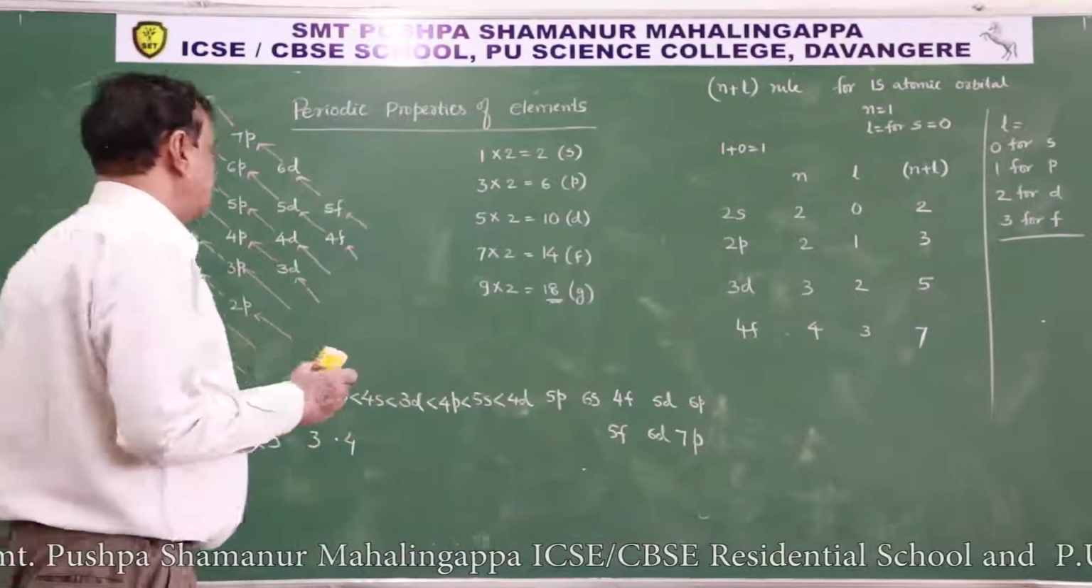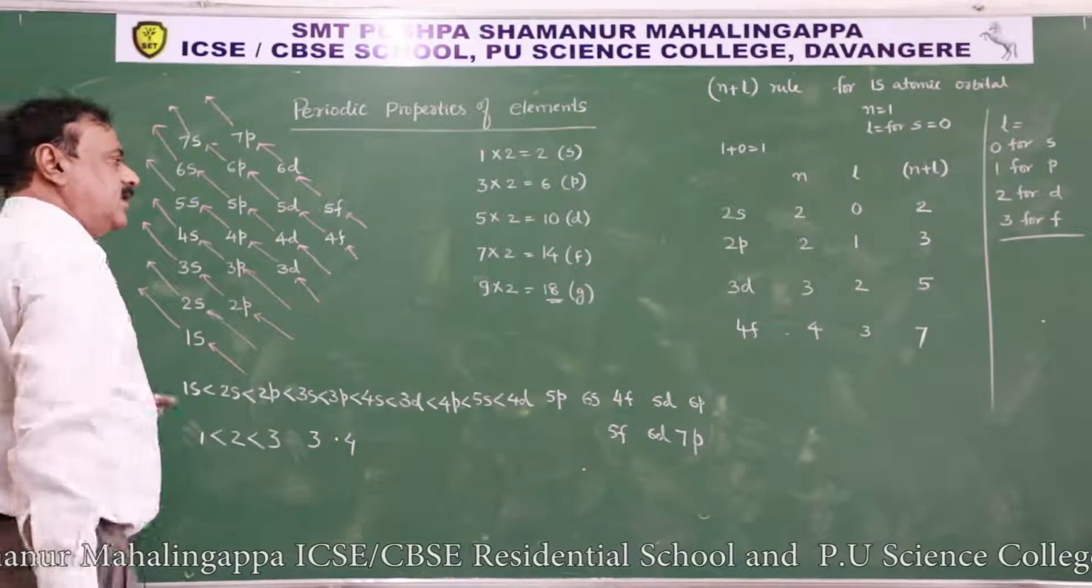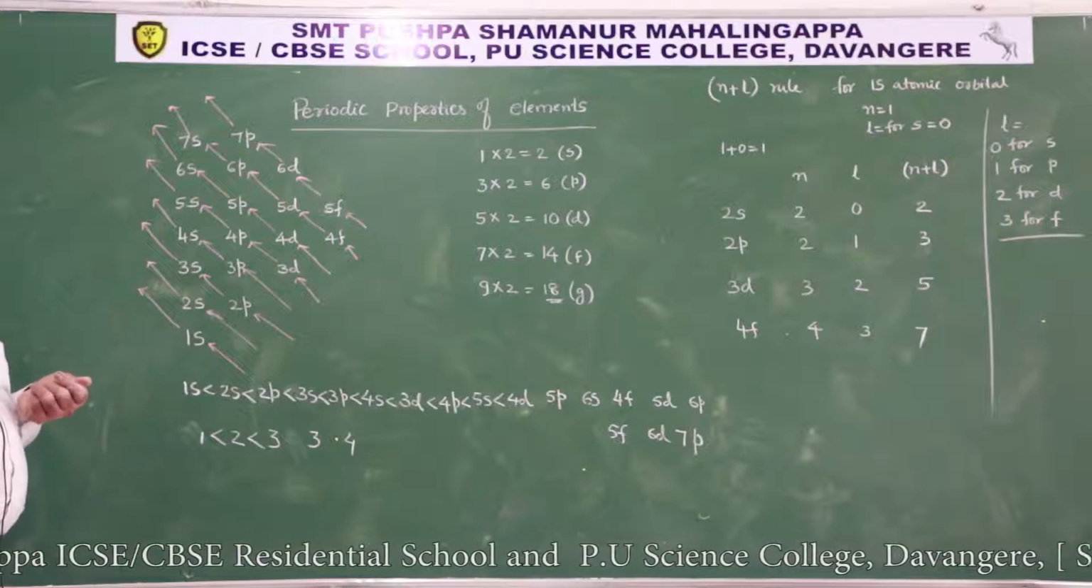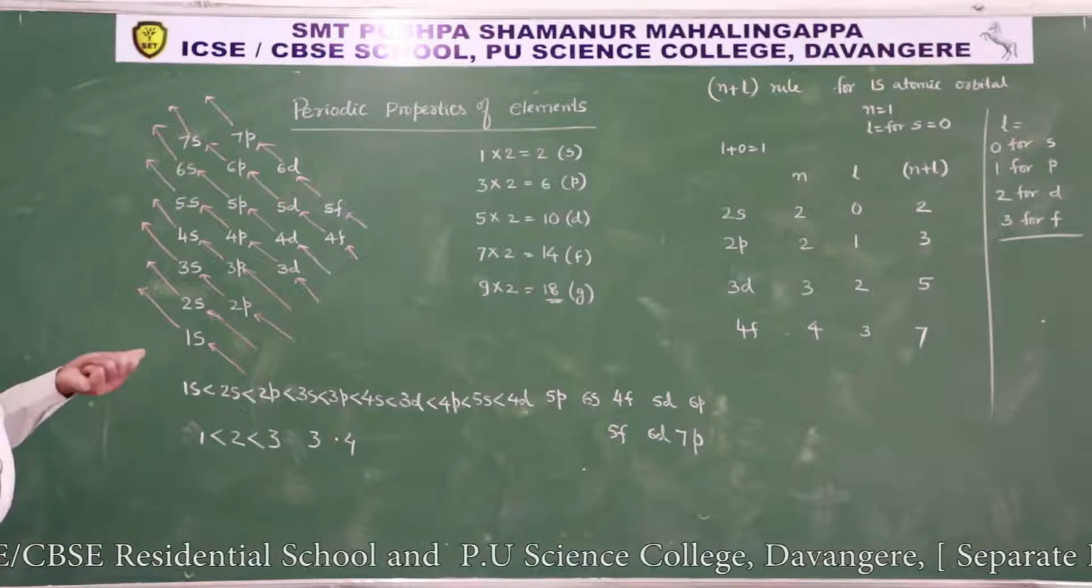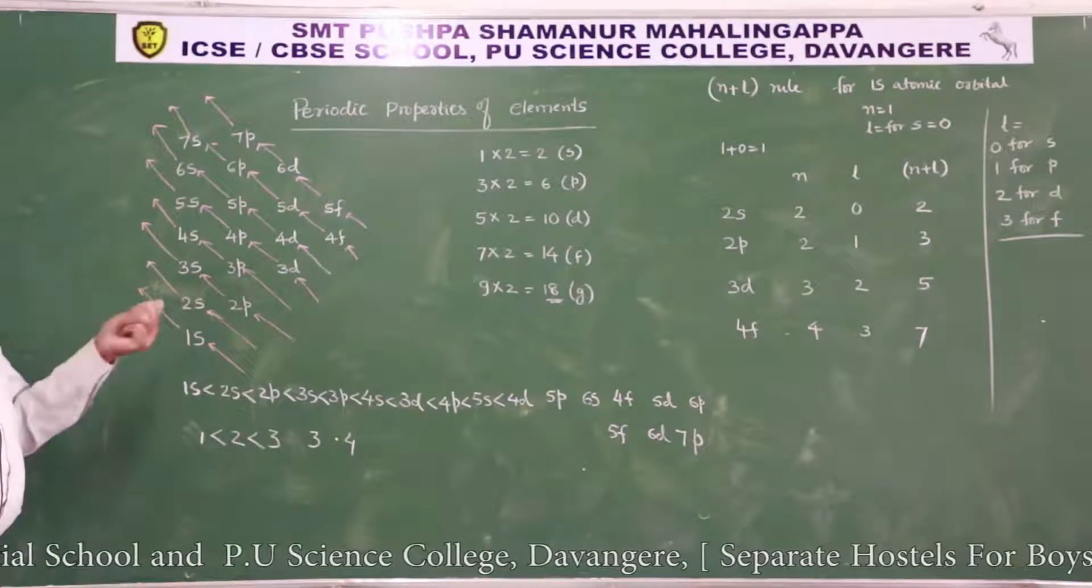Now this is very important. This diagram is called the energy level diagram, or you can give it as an example for the Aufbau principle. Electrons will enter the lower energy level first, followed by the higher energy level.